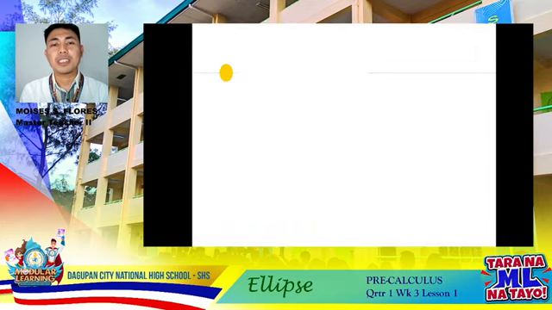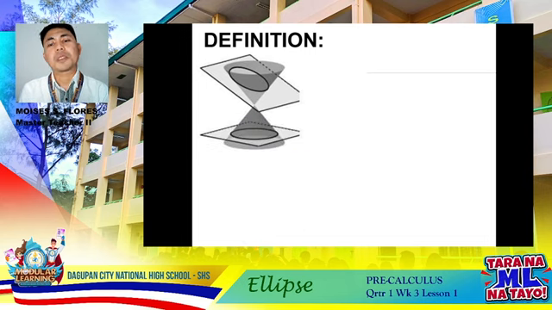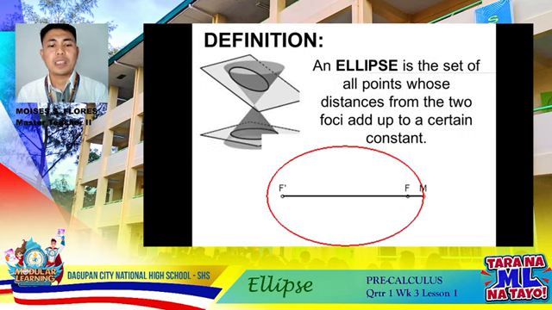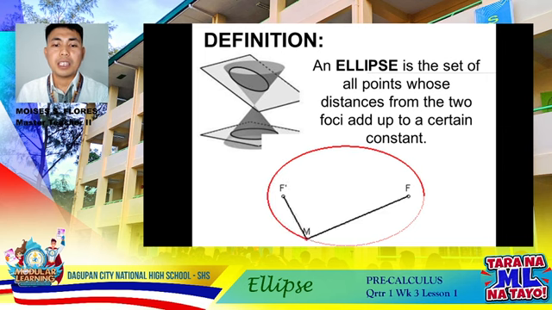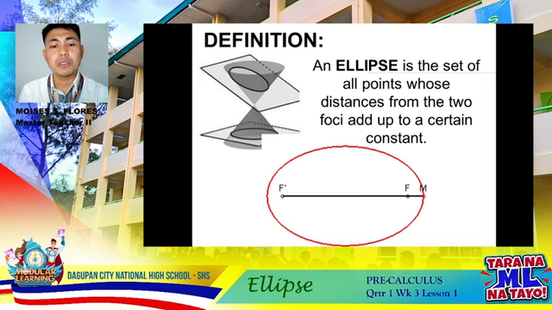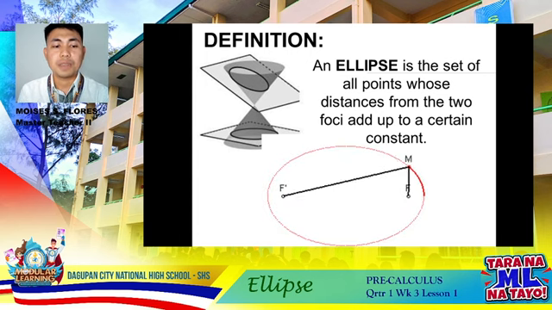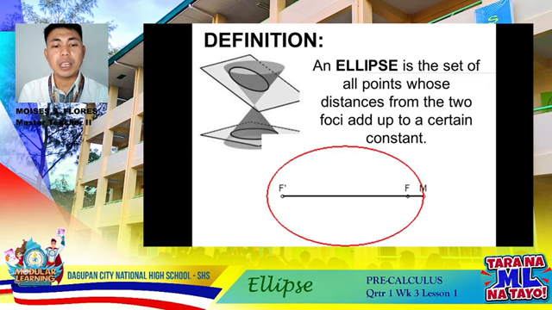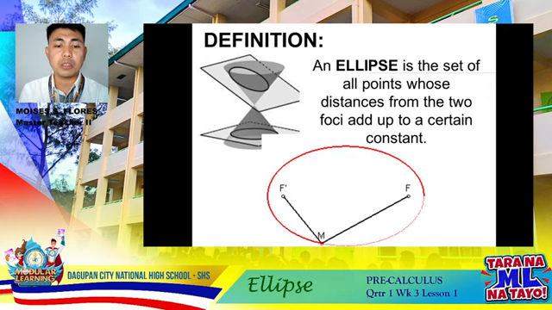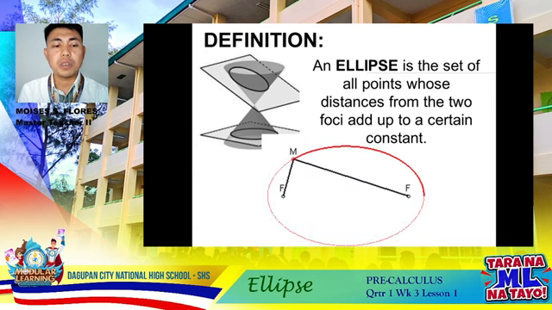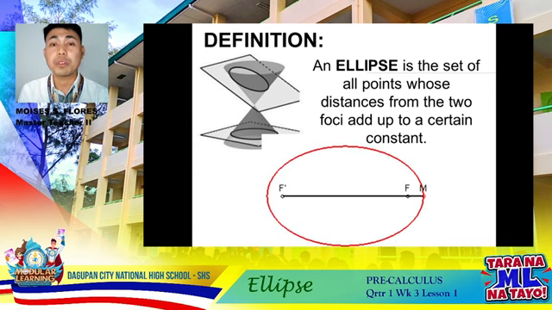Now let's define. What is an ellipse? An ellipse is the set of all points P in a plane such that the sum of the distances of this P from two points, namely F prime and F, as in the diagram, is constant. This constant sum is equal to the length of your major axis, which is denoted by 2a. Each of these fixed points is called a focus, the plural form being foci, and in our diagram they are denoted by F prime and F.